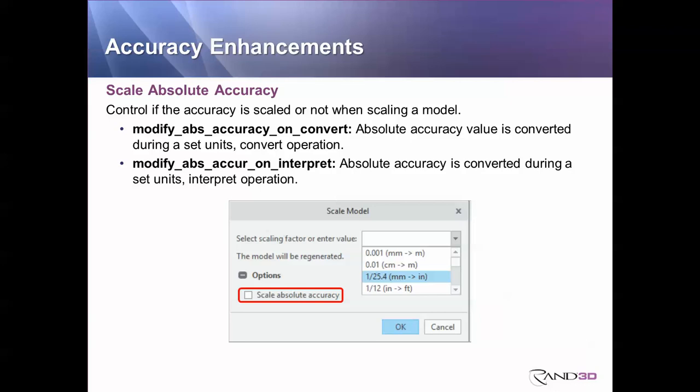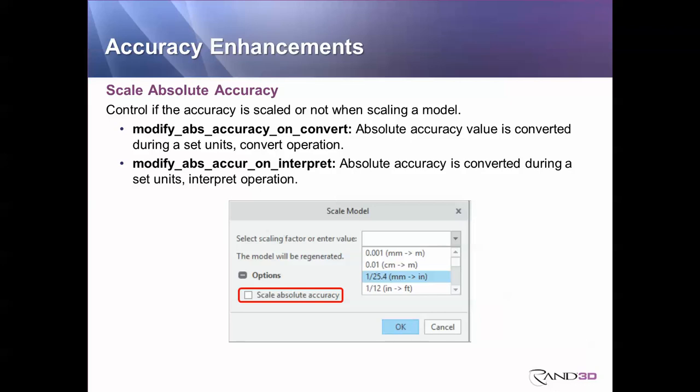You can go into the operations group from the model tab and access scale model option. That's going to launch the scale model dialog box where you've got this new scale absolute accuracy checkbox option that you can use to control if the accuracy is scaled or not. And you've got these options, these configuration options.